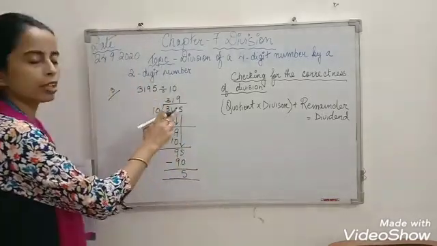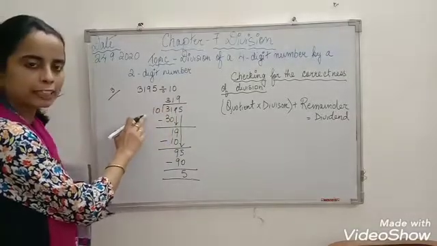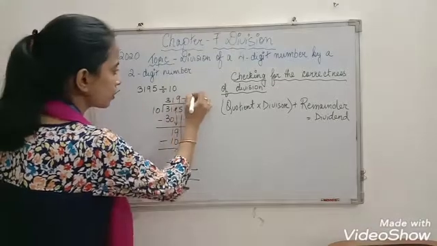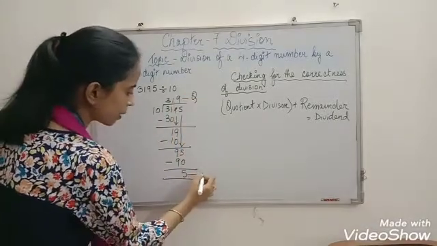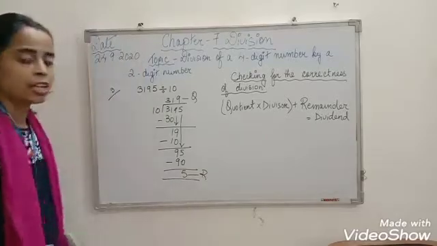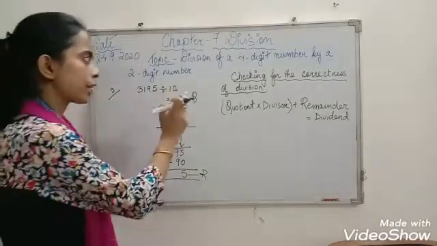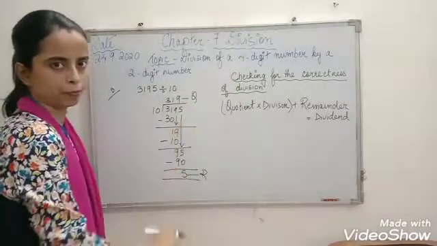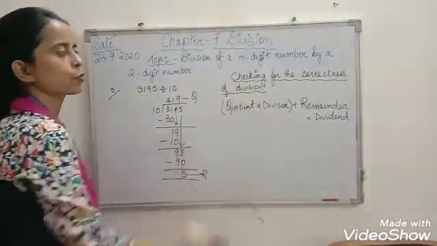So 3195 is not fully divisible by 10. How much is left? What is the remainder? The quotient is 319 and the remainder is 5. Now children, to check whether this division is correct or not, we are going to use this formula.